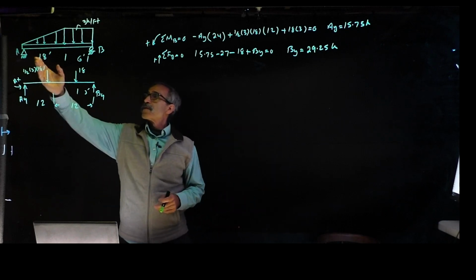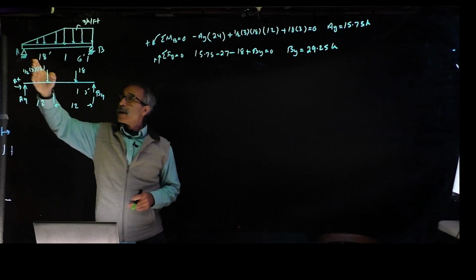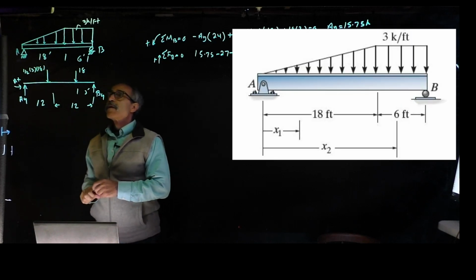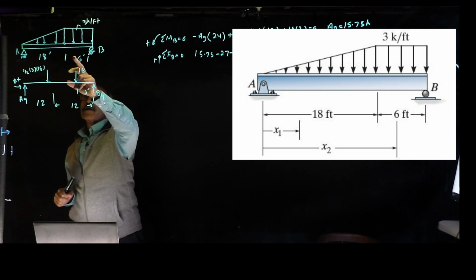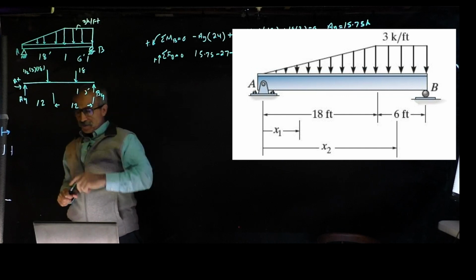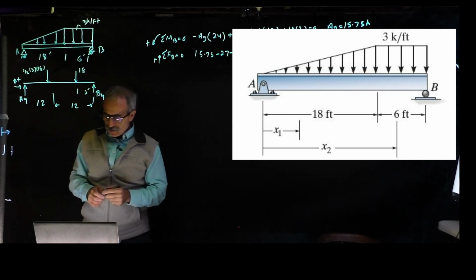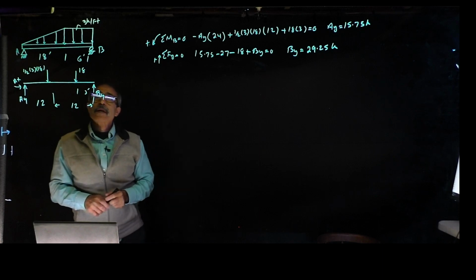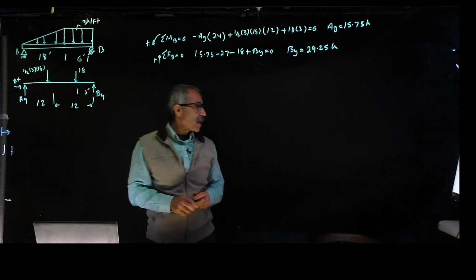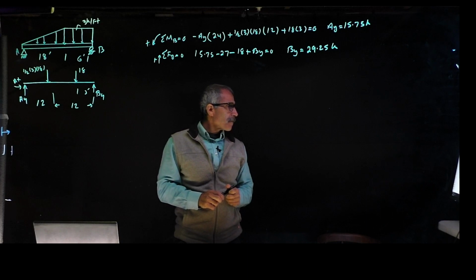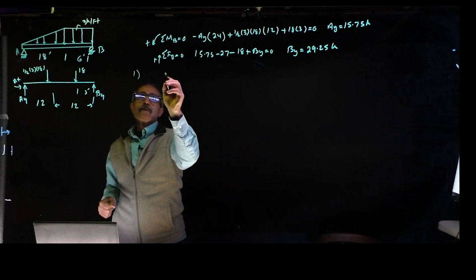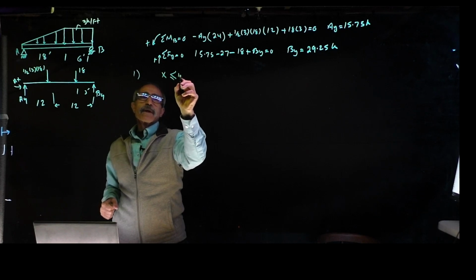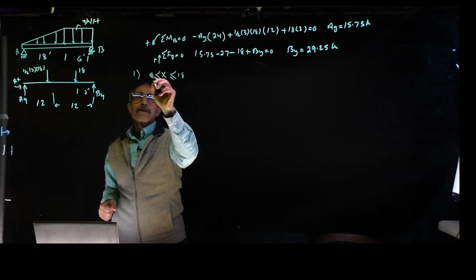There's one situation where x is from here within the 18 feet, and the other where x is beyond the 18 feet because the load changes. So now you have two different situations. As shown in the problem, we have x1 and x2, and we're going to treat it that way. First, we're going to go to situation 1, where x is less than or equal to 18, and bigger than 0.